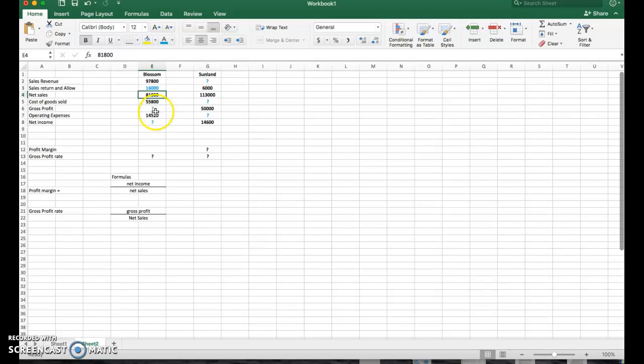And then in order to find gross profit, you're going to subtract your cost of goods sold from your net sales. Can't say that very well. You're going to subtract your cost of goods sold from your net sales to find your gross profit. Not that great at Excel, but it's alright.